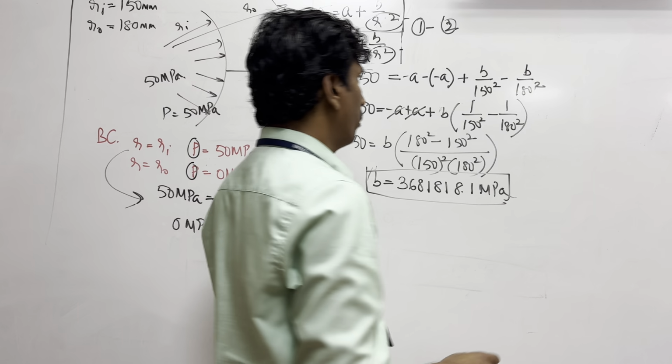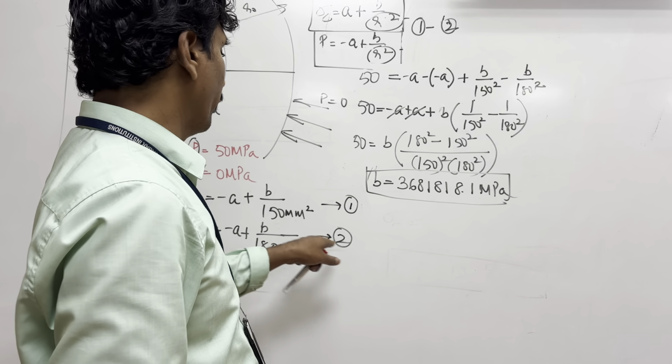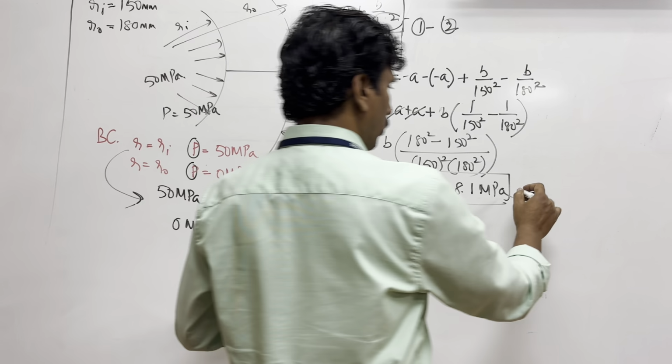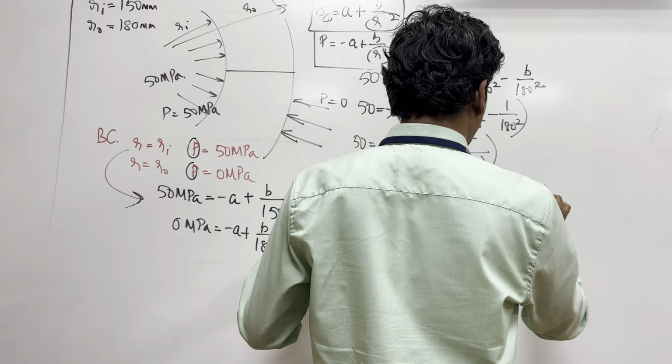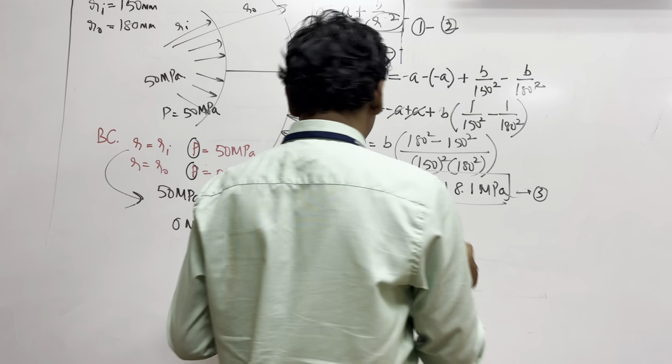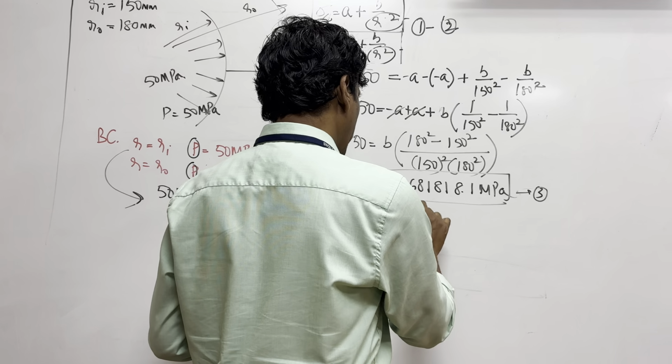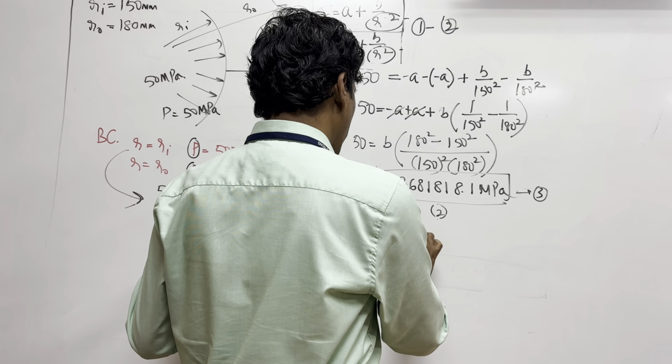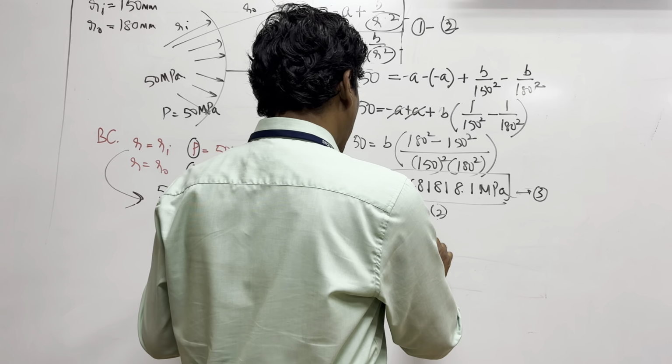Now, once you have got B value, you can substitute in any of these equations. Now this value of 3 in 1. So if you substitute, okay, instead of that, try to substitute in 2 because it's 0. It will be easy. Okay, so 3 in 2. So it is 0. 0 is equal to minus A.